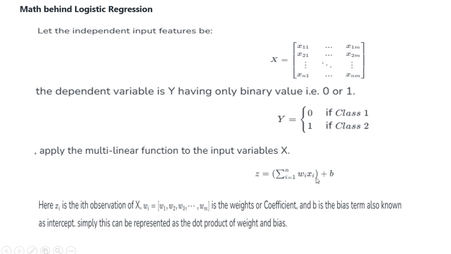So xi is basically the values or the observations of x, and w are nothing but the weights or the coefficients, and b is the bias term, also known as intercept. So simply this can be represented as a dot product. Basically wi into xi, a dot product between the weights and the x values. So this is very similar to what we have seen in linear regression, right? Especially in multiple linear regression, this equation is similar to what we saw in multiple linear regression methods.